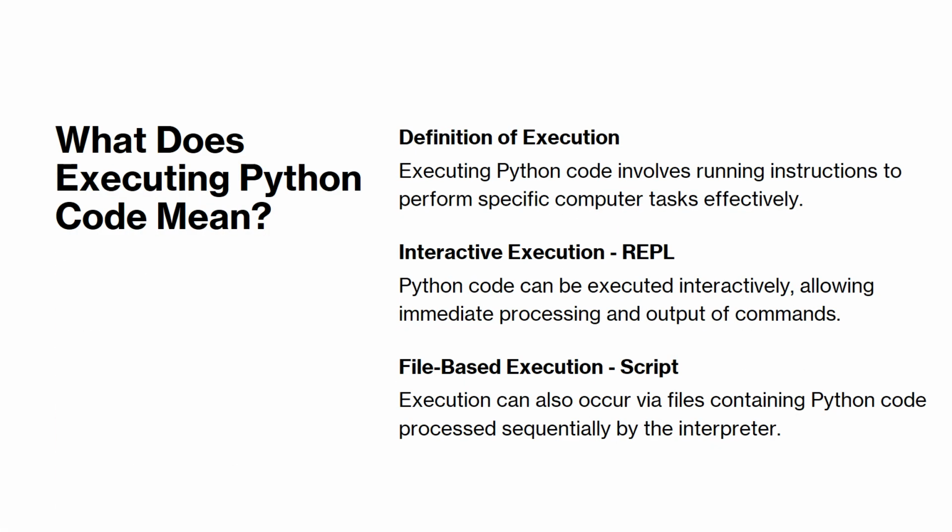Executing Python code is all about running instructions, so your computer can perform specific tasks. There are 2 main ways: interactive execution using REPL, and file-based execution using scripts. REPL lets you run commands one at a time, while scripts run a whole file of code step by step.